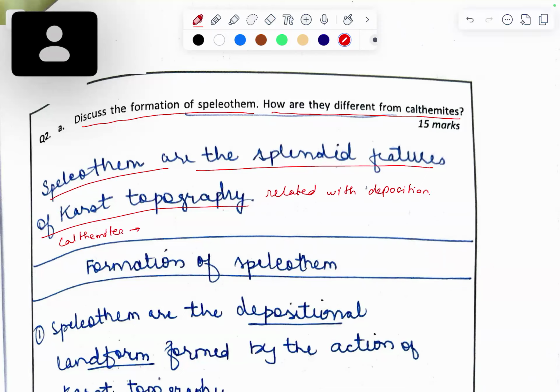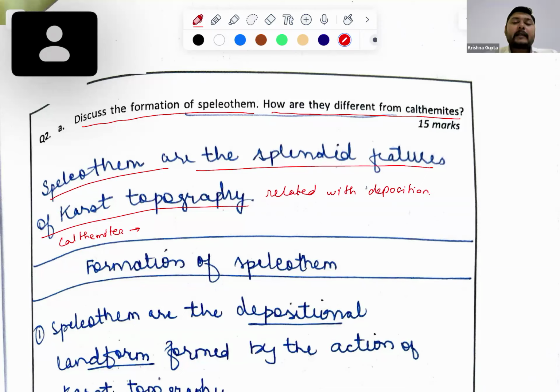Okay, calthemites, let's look at it. It is a depositional feature, but it is not because of karst. It is because of man-made construction. So whatever concrete or anything that is used in construction, sometimes it starts dripping and it looks like a karst landform, but it is not.